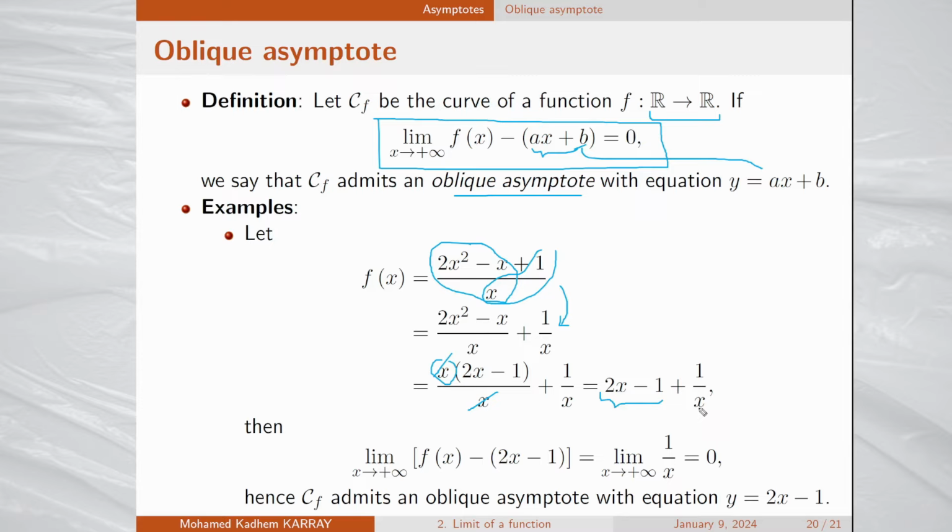So as x goes to infinity, if we take this term to the left side, we get that the limit here equals the limit of 1 over x, which is 0. So the curve of f admits an oblique asymptote with equation y equals 2x minus 1, which is again this term here, the equation of the oblique asymptote.